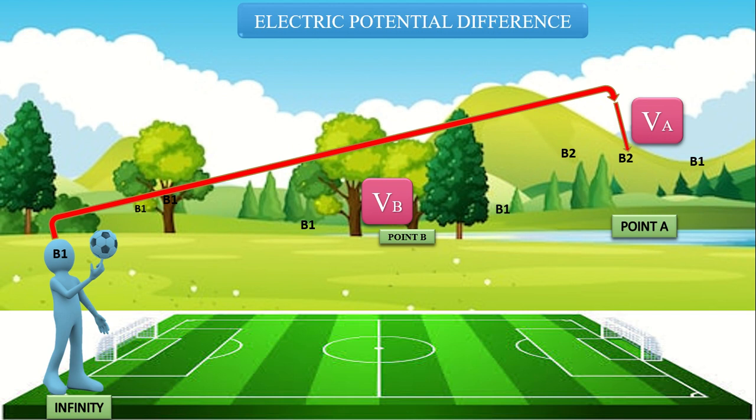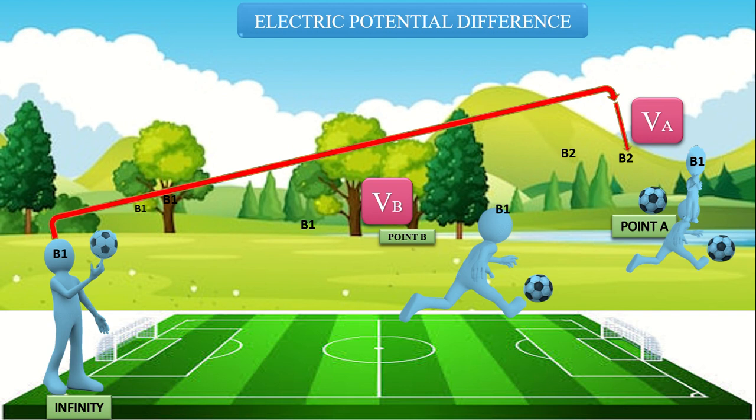B1 brings the charge from infinity to point A. He brought a charge from infinity to point A position. Now the electric potential at this point A will be VA. I have already told you that electric potential is the potential energy of a charge at that particular position. So when boy B1 brings a charge from infinity to point A, the electric potential at point A is VA.